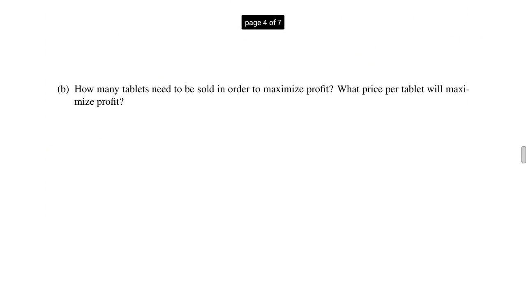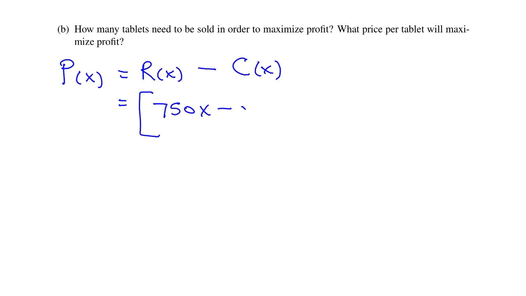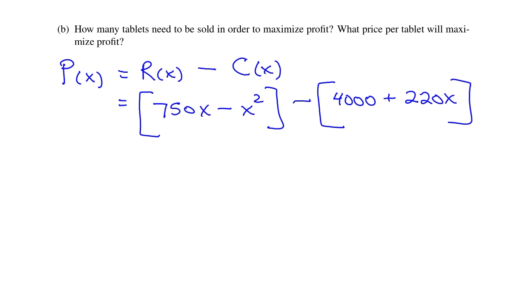Part B. How many tablets need to be sold in order to maximize profit, and what is the price per tablet that will maximize profit? So now we're looking for big P, which is revenue minus cost. So the revenue was 750x minus x squared, minus 4,000 plus 220x. That was the cost function from above. When you simplify this, you get negative x squared plus 530x minus 4,000.